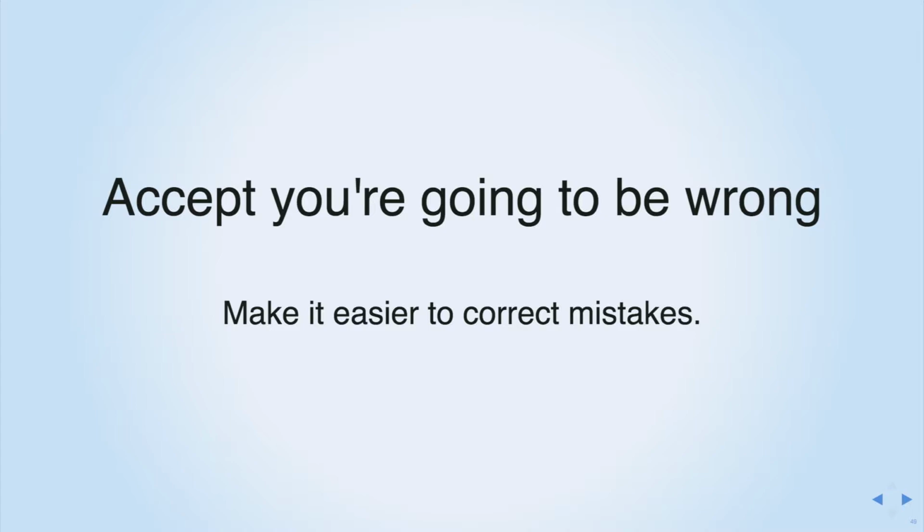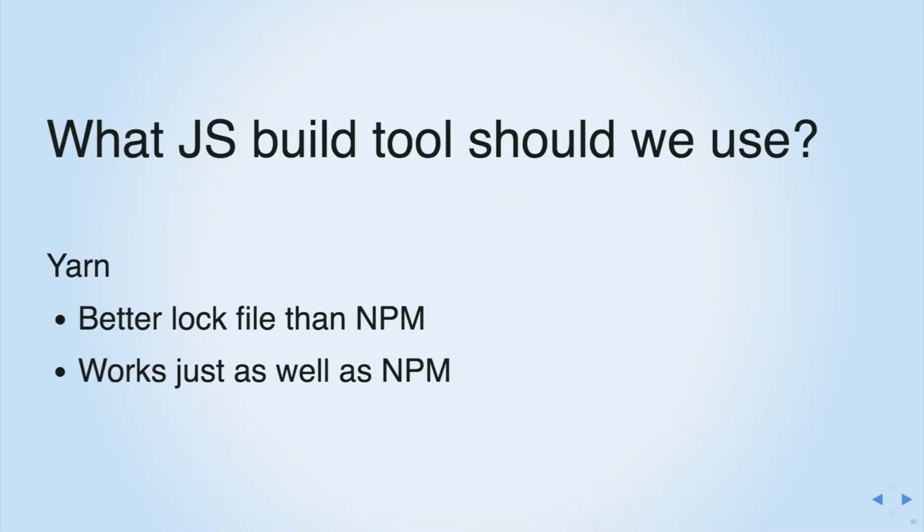The other thing I've started doing, and I think most projects should do this, is I write down how I make decisions. So for example, the last project I worked on, one of the decisions we had to make was which JavaScript build tool to use. So in my notes for the project, we have something like this. What JavaScript build tool should we use? Yarn was the answer, and we wrote down the reasons. It has better log file support than NPM, and we made the assumption that it was going to work just as well as NPM.